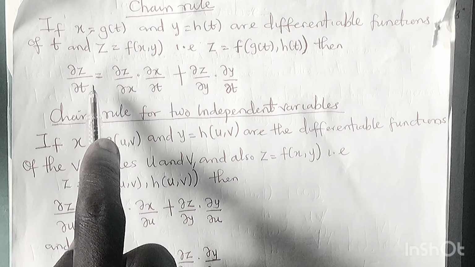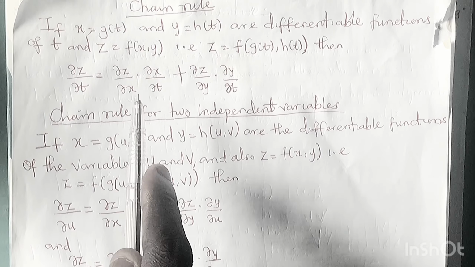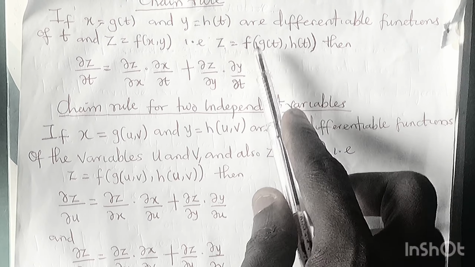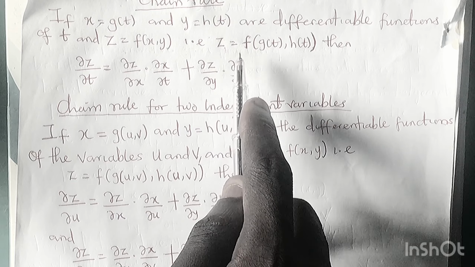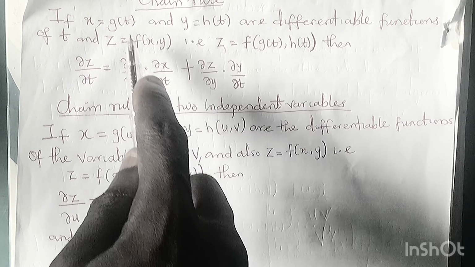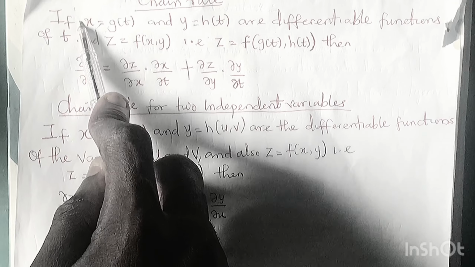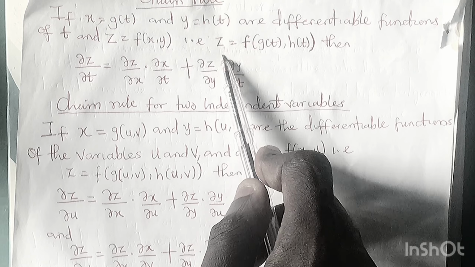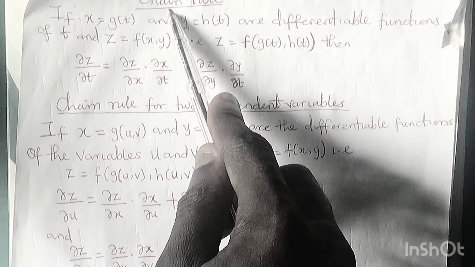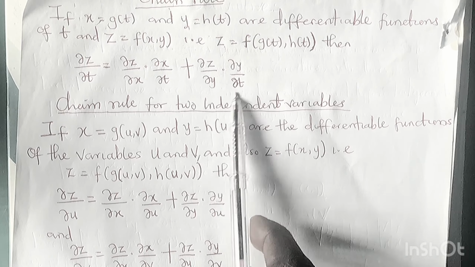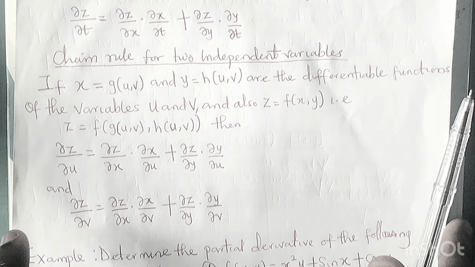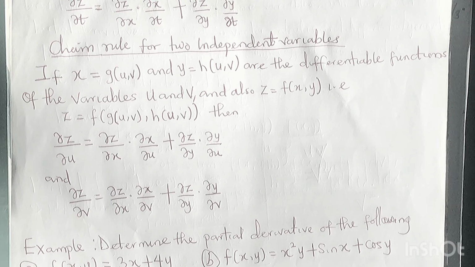I go again. For you to do your dz dt, you are differentiating z. You can see that this is what I have. So the first thing you are doing is differentiating z with respect to x, and differentiating x with respect to t, plus differentiating z with respect to y, and now differentiating y with respect to t. That is what all this means. Now, what if it is two independent variables? That is what we go into next.